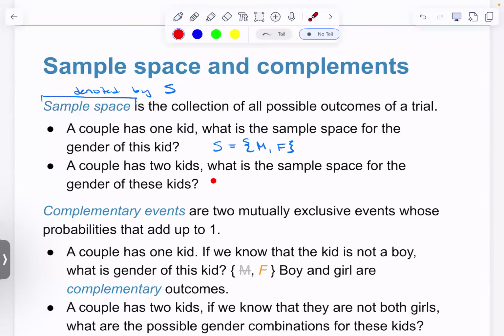A couple has 2 kids. A couple of goats has 2 baby goats. What's the sample space for the gender of these kids? And so just kind of getting familiar with the notation, S is going to be, and I'll do the same setup as they had, male, male, right? Female, female, male, female versus female, male, which would be a different combination, right?